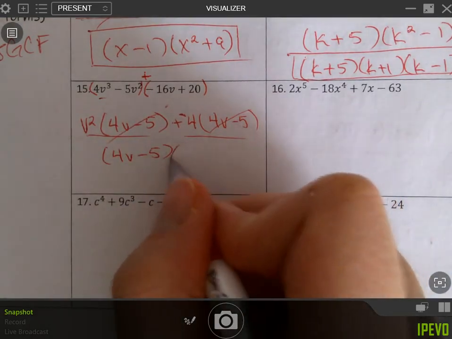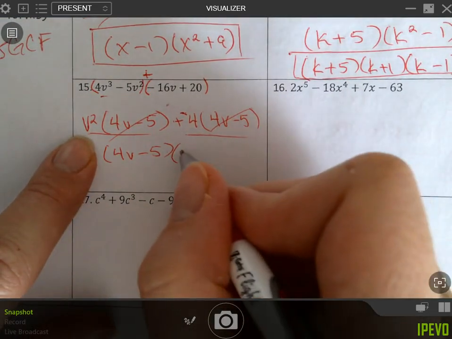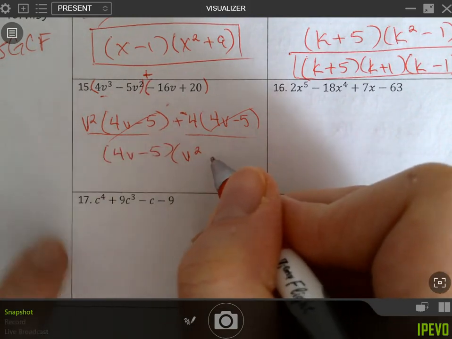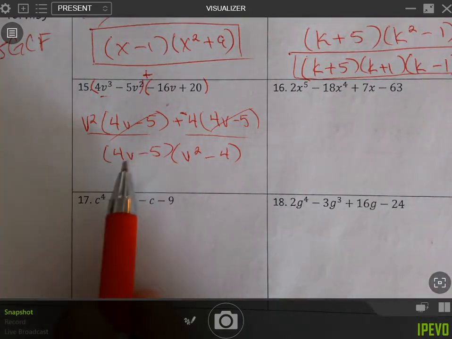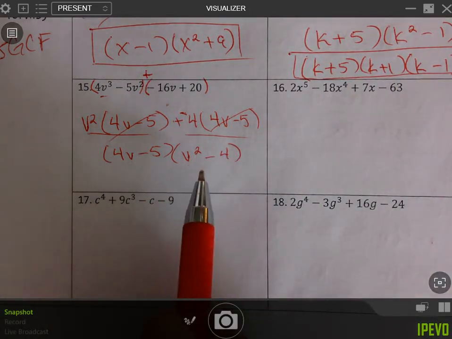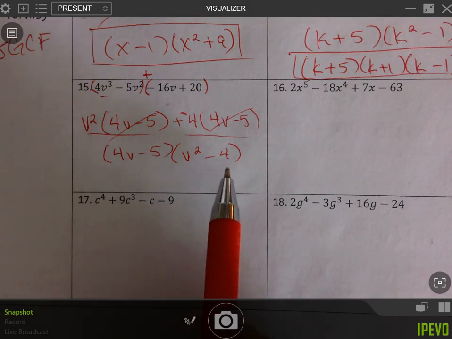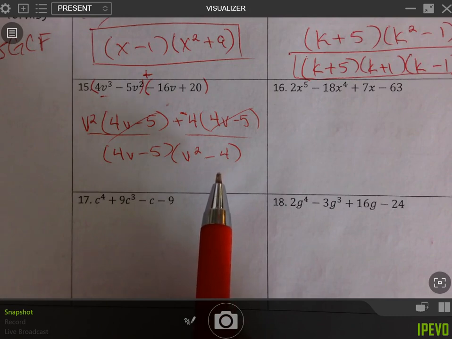What's left over that I'd have to redistribute it by? The v squared and the what? Minus 4. Before you're done, did you check it? This is good, but what about this? There's a power there. Isn't this a difference of squares? No. What are the factors of negative 4 that add up to 0?